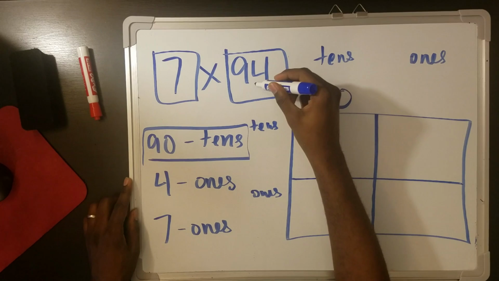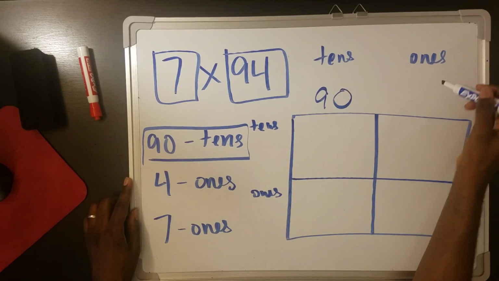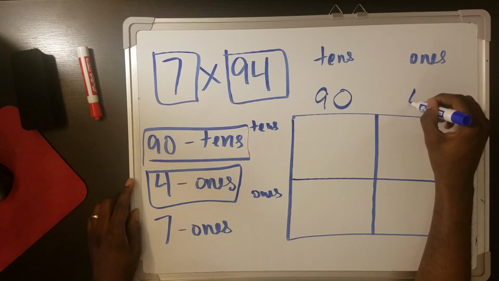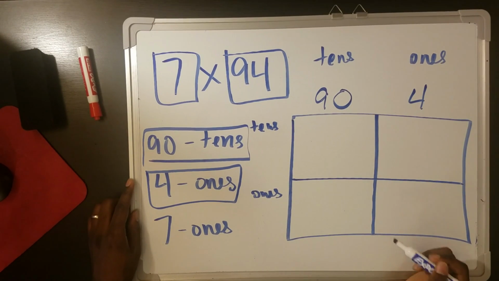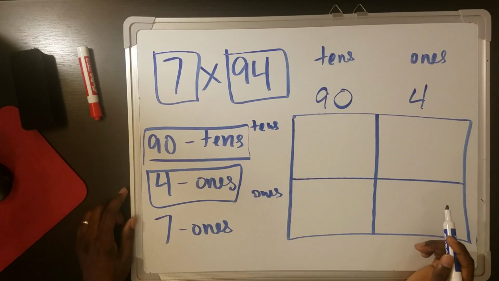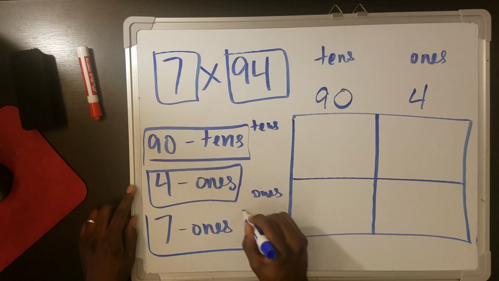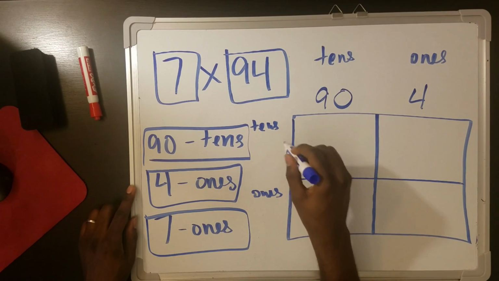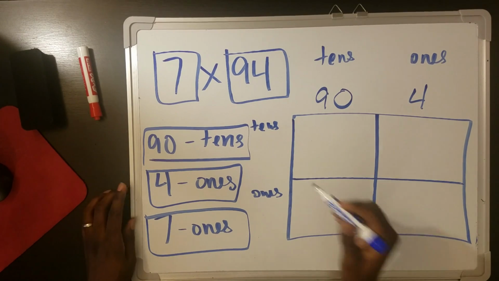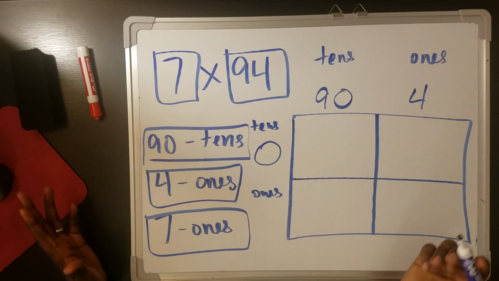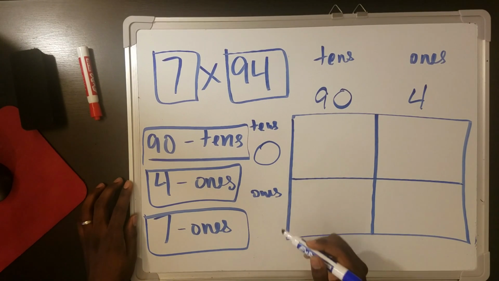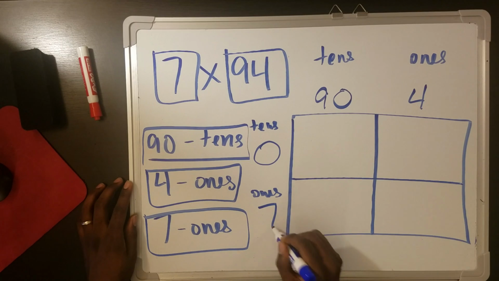What part of the 94 is going to be in the ones box? We have that right here. We have the 4. And if you were to add these together, you see you get 94 still. So we're good. Now let's look at the 7. What part of the 7 is going to be in the tens? Well, we said we didn't have a tens, right? So let's put a 0 here, because we don't have anything there. What part of the 7 is going to be in the ones box? That's going to be the entire 7.